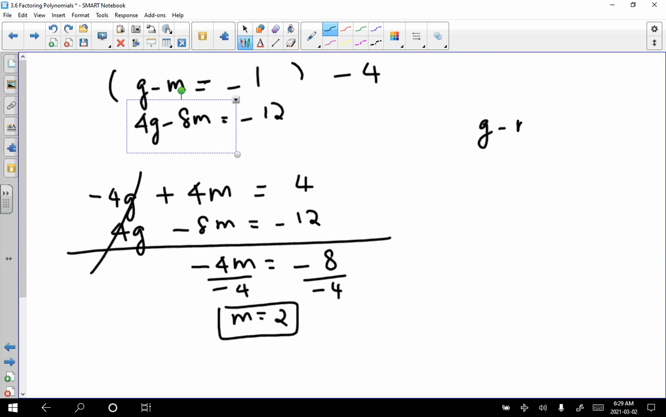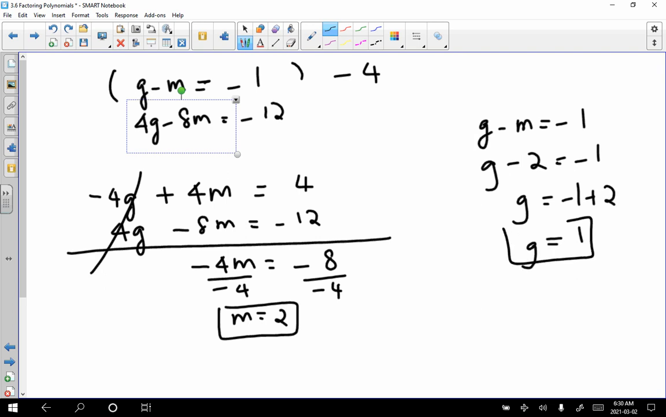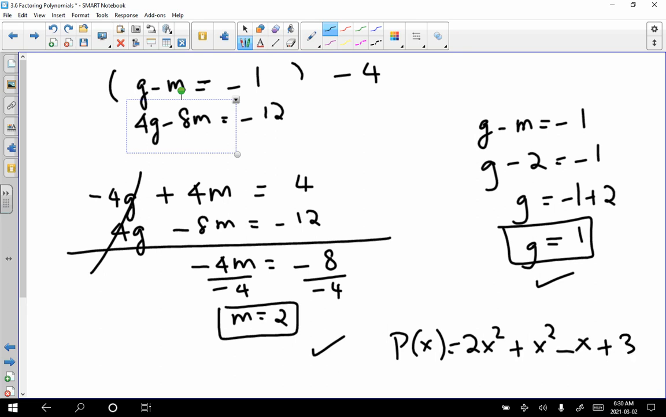Once you have m, you can find g. So g minus m equals negative 1. G minus 2 equals negative 1. G equals negative 1 plus 2. G equals 1. So therefore, we have the values of m and g, and we have the entire function p of x. We can write the values. So it's 2x cubed, and then g value is 1, so plus 1x squared minus x plus 3. So that's the function p of x after we got m and g.